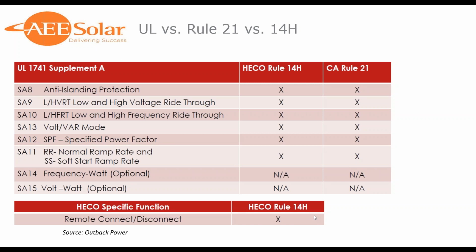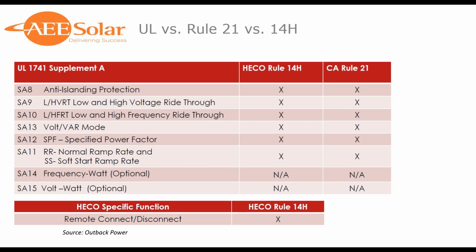And then, of course, there's local specific utility functions that aren't necessarily covered in Supplement A. The example here is remote connect and disconnect from the grid operator for those systems. That is specified in HECO Rule 14H. That's one that's not specifically called out by Supplement A, but it's not necessarily in disagreement with the standard, so it is allowed by the grid operator. So we'll see in a few slides how these utilities are going to adopt this and where their specificity and precise requirements are going to come into effect.